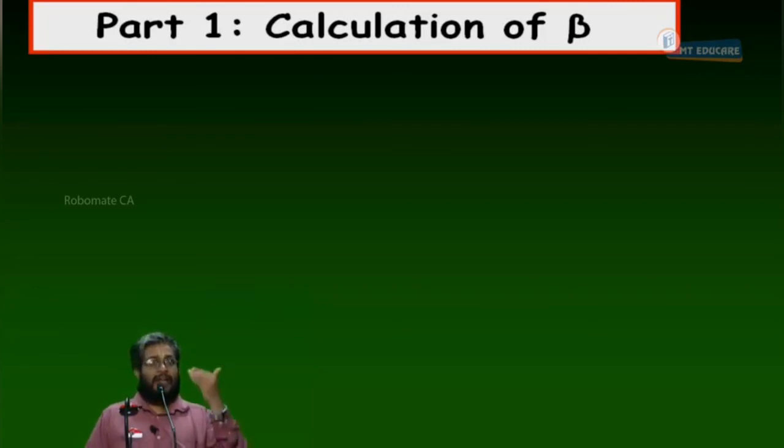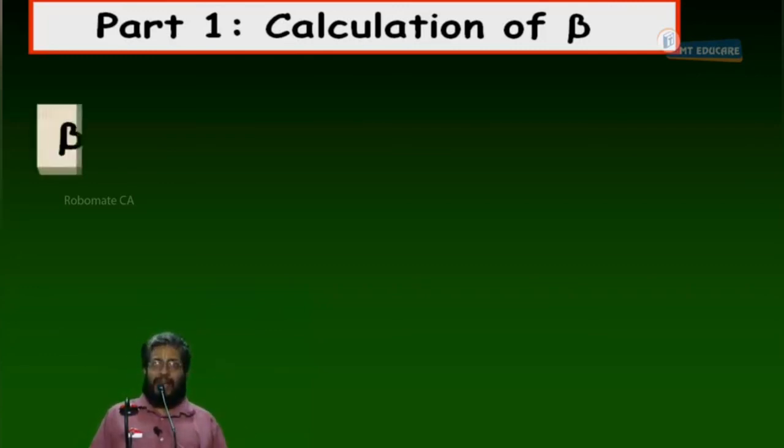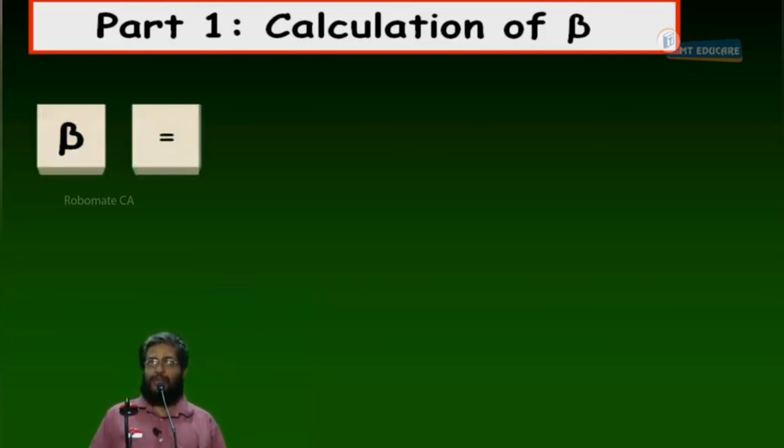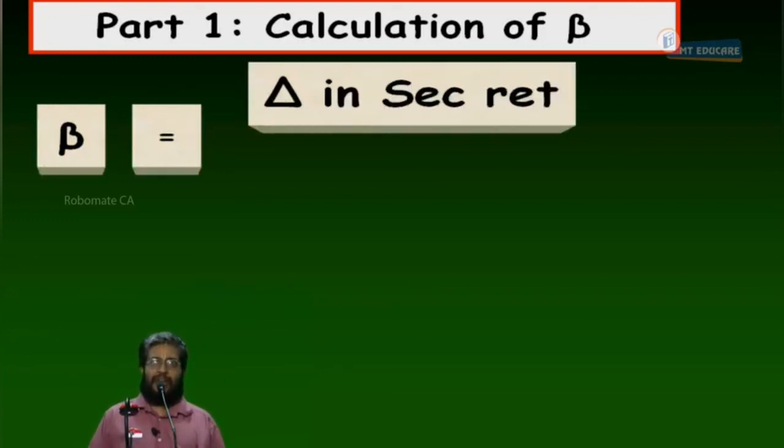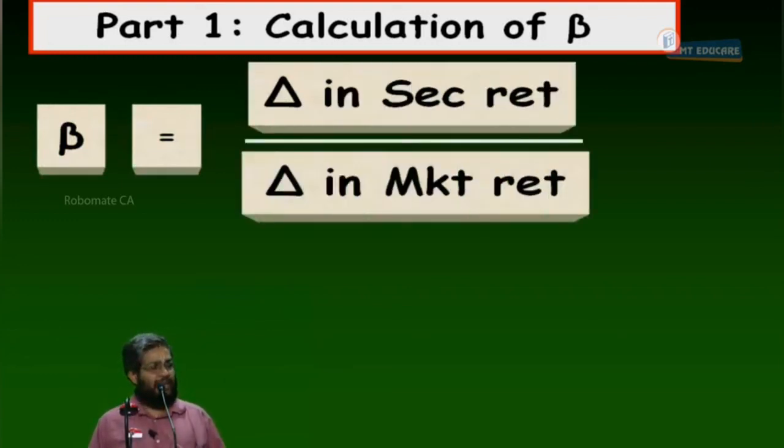Calculation of beta. Can we do it together? Tell me the formula first. Beta is equal to change in security return divided by change in market return.